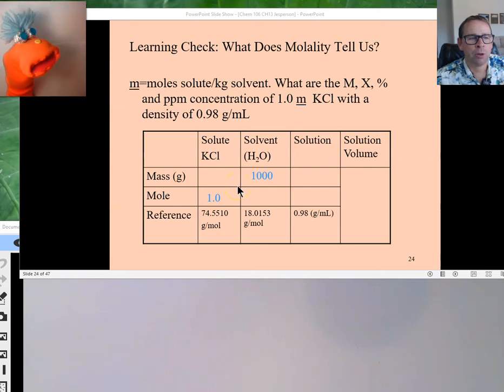Well, you can identify the mass of your solute. That's right. I have 1 mole, and this is the grams per mole, so I know the mass of my solute. And you can do the moles of your water. Okay, so this down here will just be my mass divided by my 18, right?